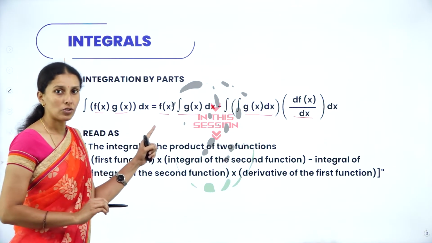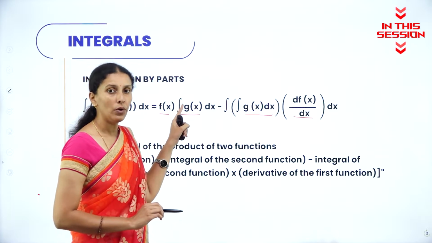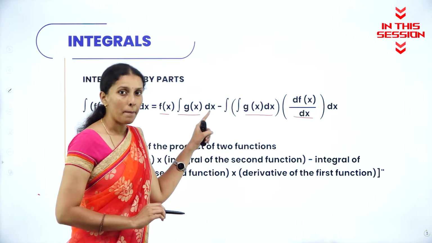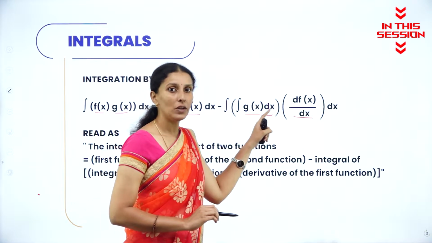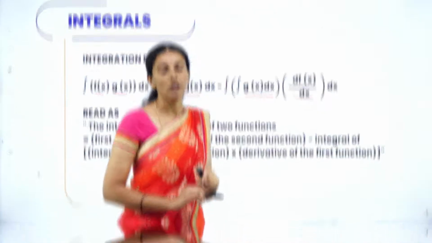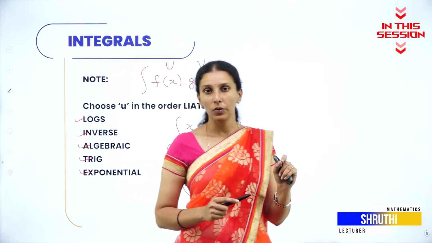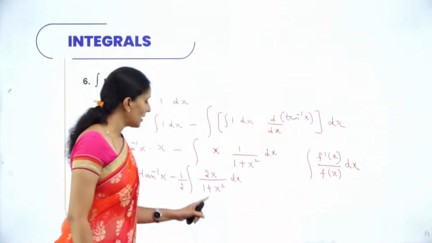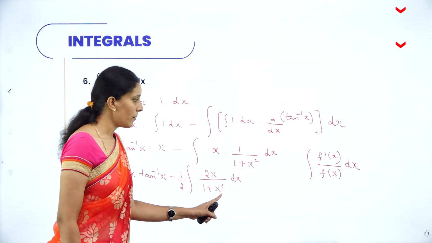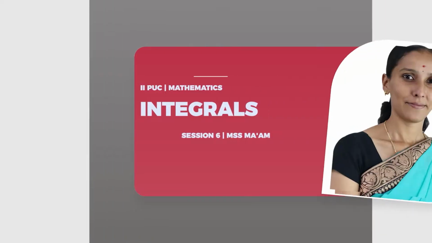Integration of the two functions in terms of product is nothing but first function into integration of the second, minus integration of the second into derivative of the first function. For some reasons it is not possible to integrate the value whenever the powers of x are in the form of x to the power n. See, if f of x is 1 plus x square, what is f dash of x? What is the derivative? It is 2x dx.